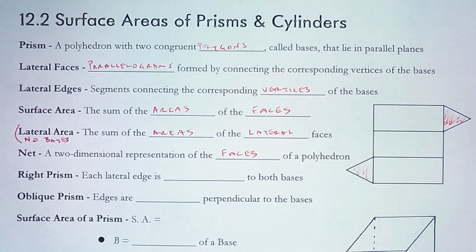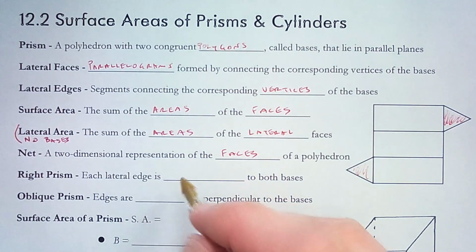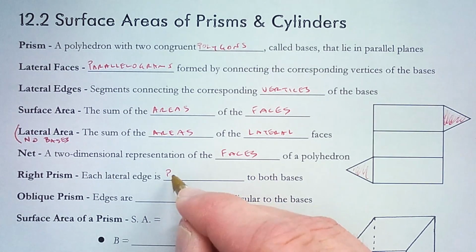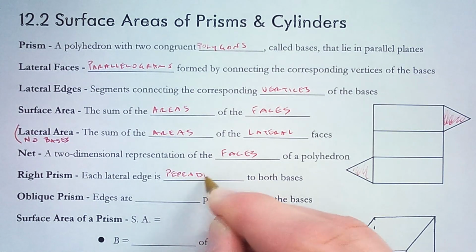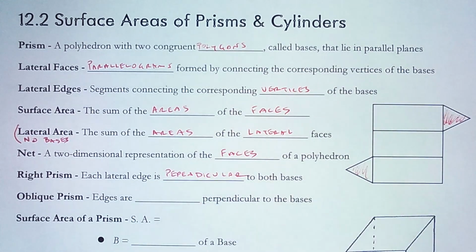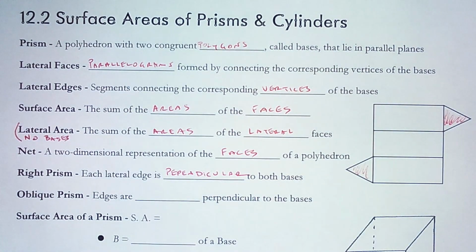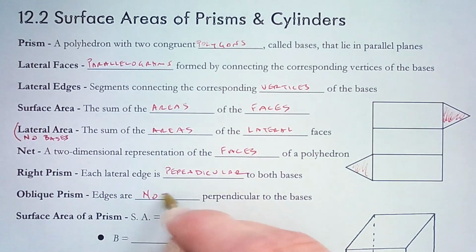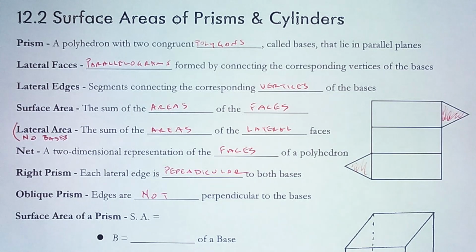A right prism is one in which each lateral edge is perpendicular to both bases. And when we do surface area, we are only going to deal with right prisms. When we get into oblique prisms, some things get a little bit different on us. Oblique prisms, though, we will find volumes of in a later video. An oblique prism is one in which edges are not all perpendicular to the bases.